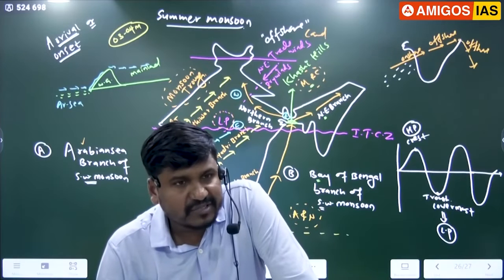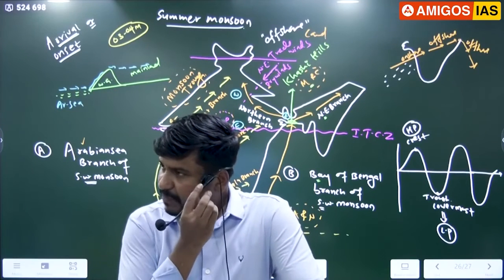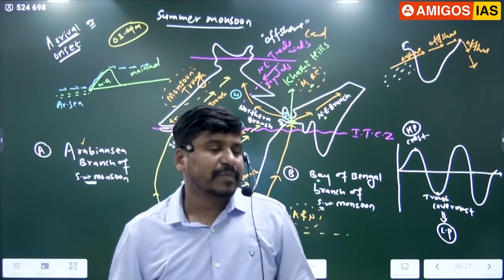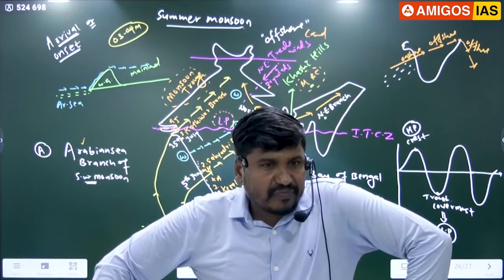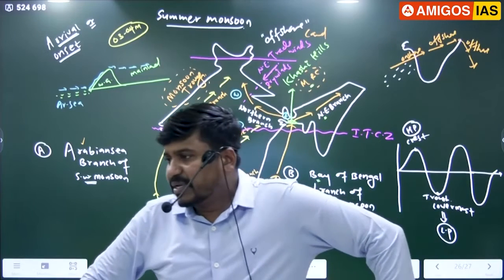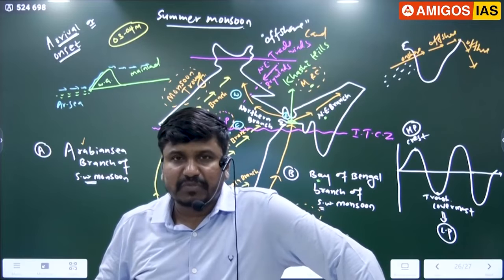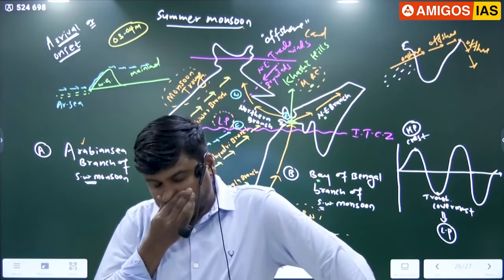The maximum portion of India gets rainfall by the Arabian Sea branch of the southwest monsoon. Full stop.